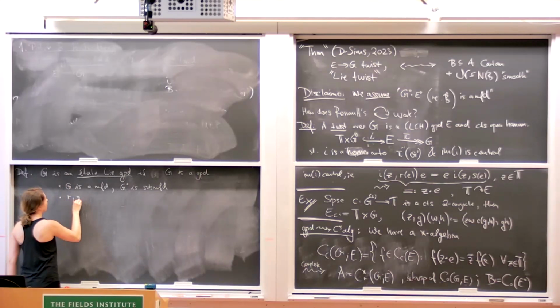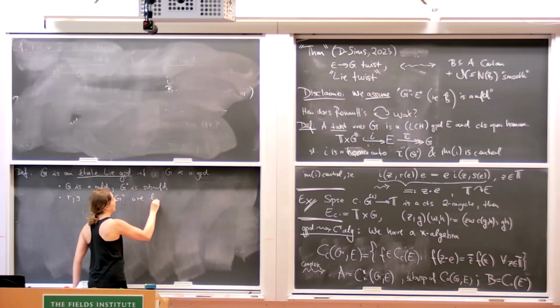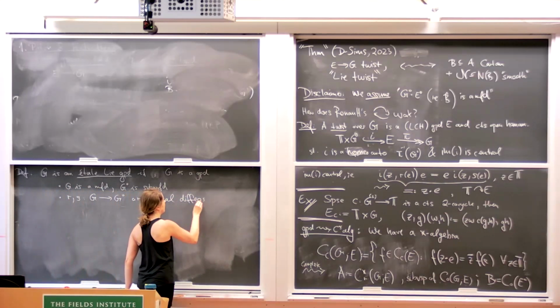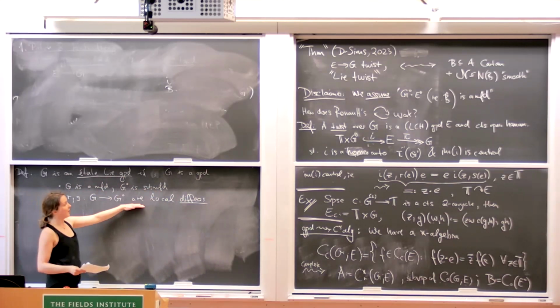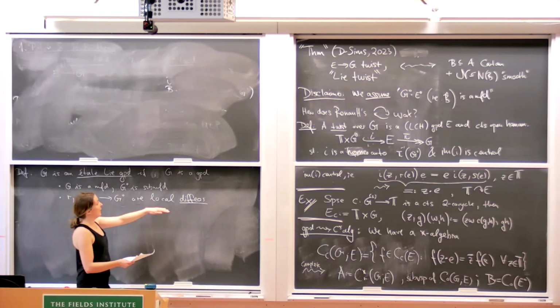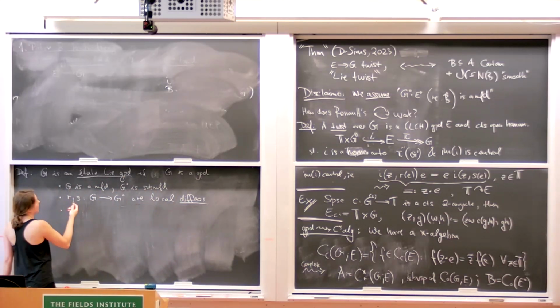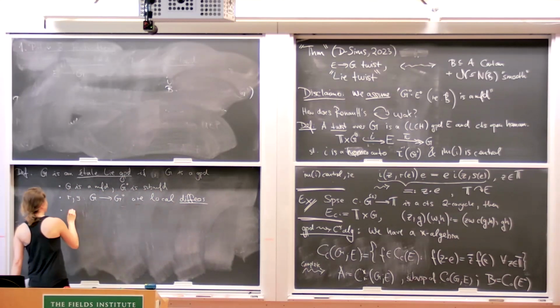Then I also want that R and S from G down to the unit space are local diffeomorphisms. So remember, my definition of étale groupoid was that R and S are local homeomorphisms. Now I actually want them to be diffeomorphisms. And of course, I don't just want to have a manifold. I actually want everything to be smooth, right? So structure maps are smooth.